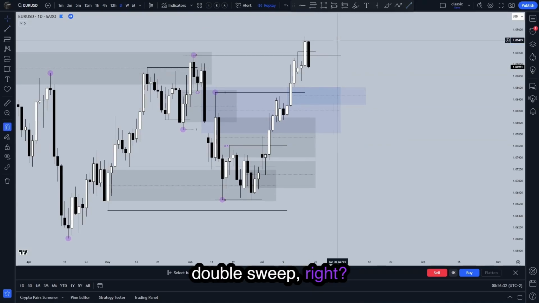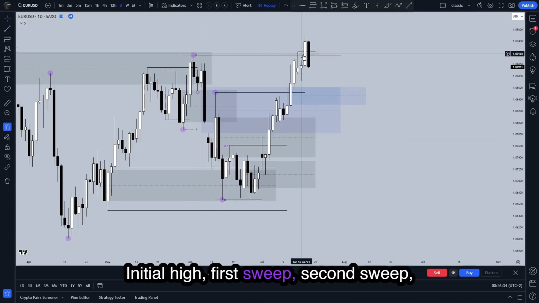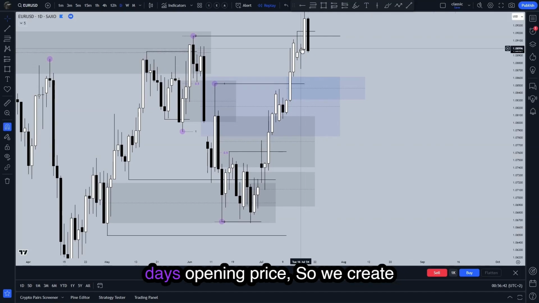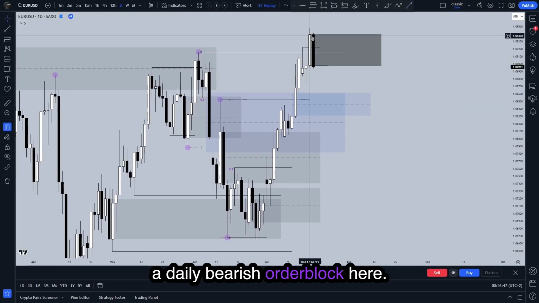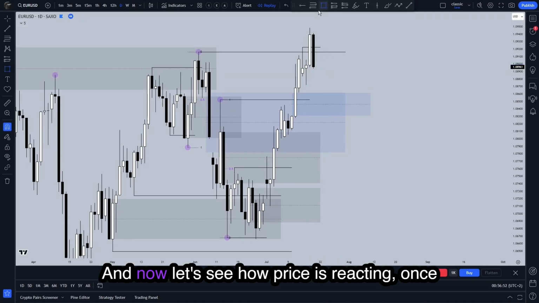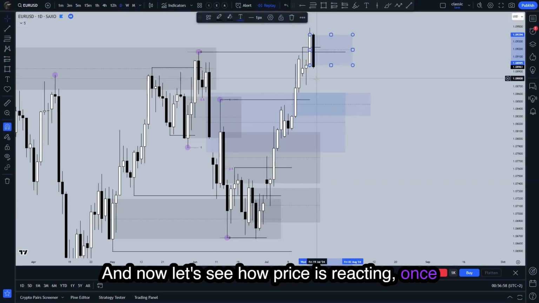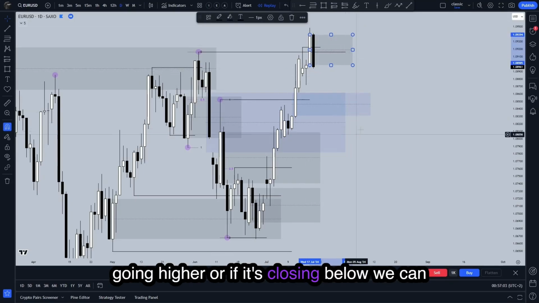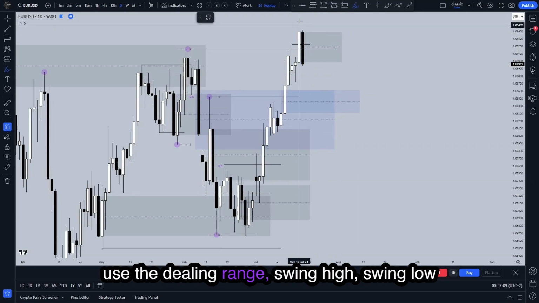Double sweep, right? Initial high, first sweep, second sweep. Price closed back inside the range. We also closed below the previous day's opening price. We create a daily bearish order block here. And now let's see how price is reacting once it trades the fair value gap here. If it's going higher or if it's closing below, we can use the dealing range, swing high, swing low.